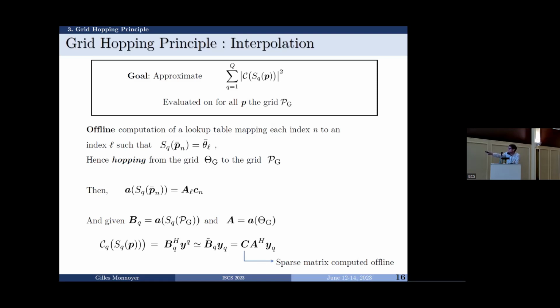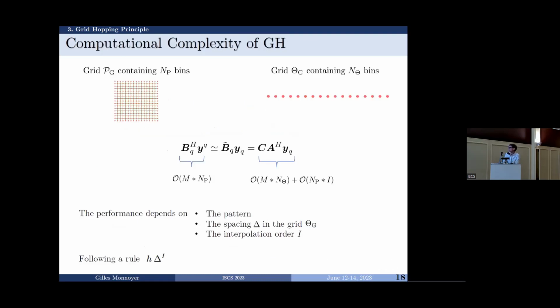So this amounts to B times Y. B times Y would be the correlation function for all the values P in the grid PG. It can be approximated as a product of first A times Y, which amounts to the indirect procedure, because A is on the grid theta, and then times a sparse matrix that can be computed offline. And somehow when you do that, you replace your computational complexity of M times NP, and NP is very large, by M times Ntheta plus NP times I. It is difficult to know which one of these two terms dominates, because it strongly depends on the choice of interpolation and the density of the grid. So somehow they are the same kind of complexity.